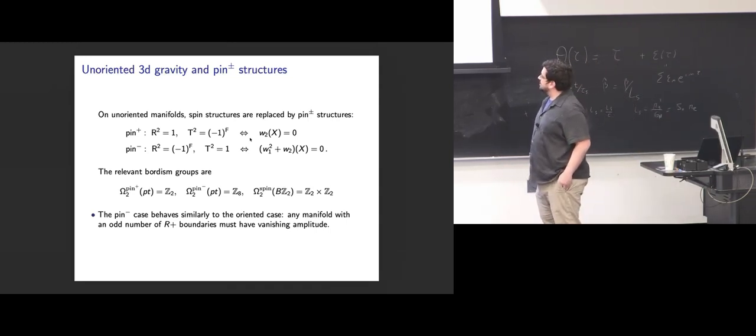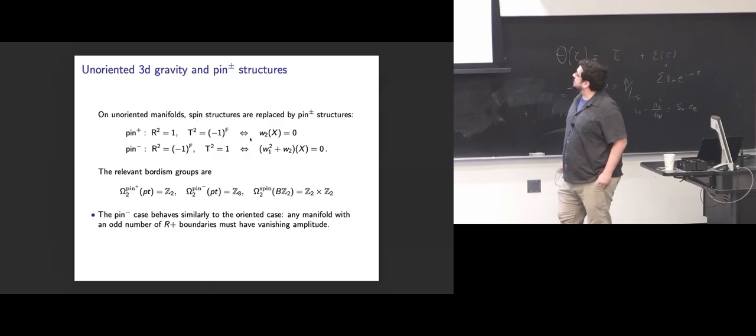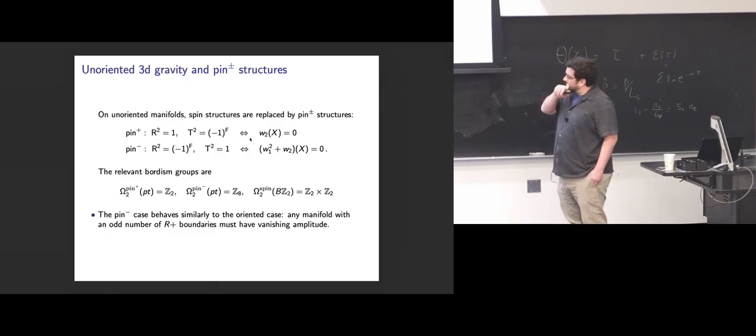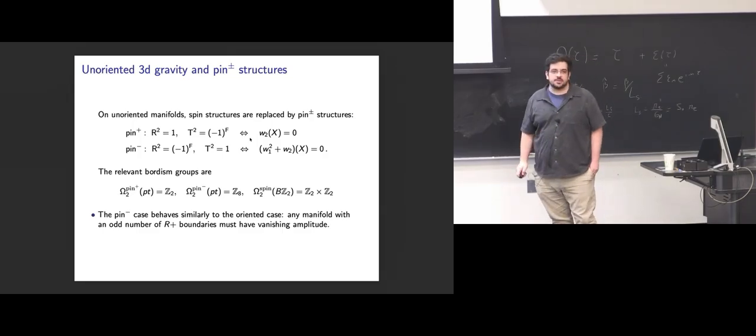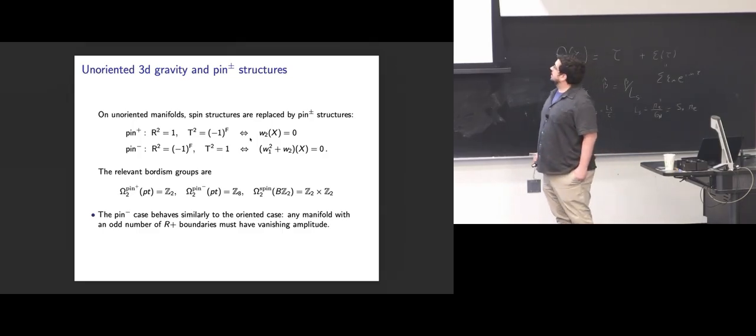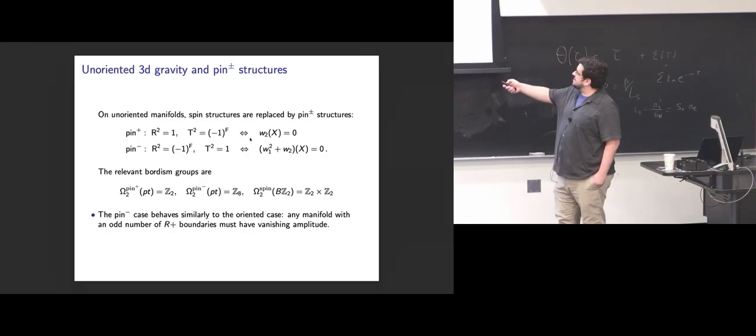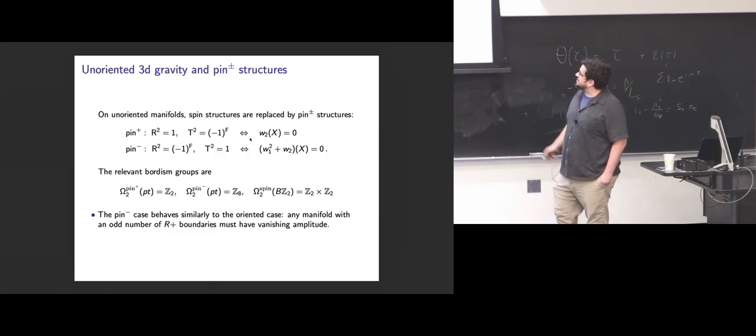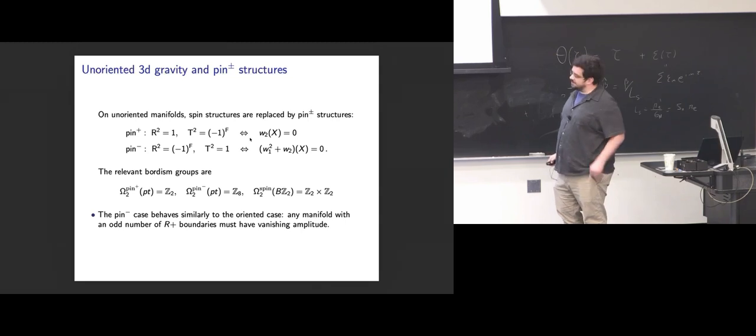Okay, so the more interesting cases regarding anomalies will be in unoriented 3D gravity. If you have fermions in an unoriented spacetime, then you have to introduce so-called pin plus or pin minus structures. The pin plus and pin minus are distinguished by whether a reflection squares to 1 or (-1)^F. Okay? And whether a pin plus or a pin minus structure exists is classified by a different topological object that I wrote down here. Well, for pin plus it is the same w2 as for spin structures, but for pin minus it is slightly different.